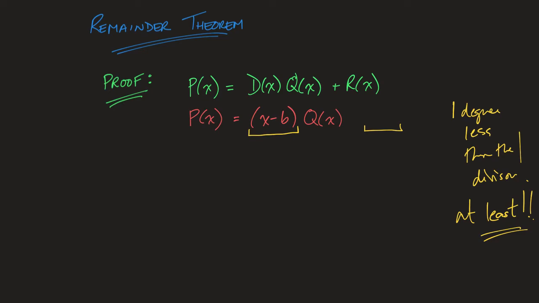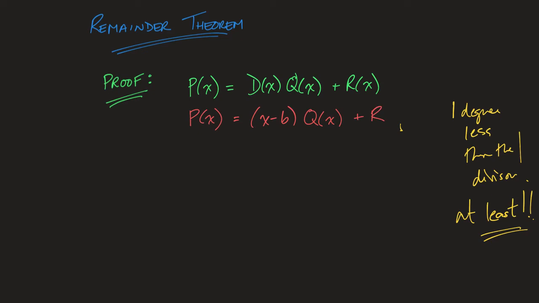So, like if my divisor was quadratic, then my remainder could be linear, or it could be a constant. But it had to be a degree less, at least, or else I could have taken out more. We could have divided more. And so when we look back at our red line, if my divisor is linear, then the only degree that remains for my remainder would have to be a constant.